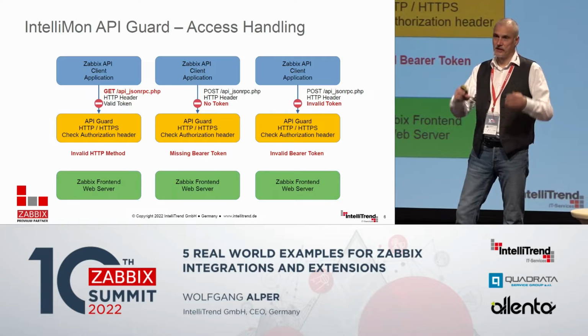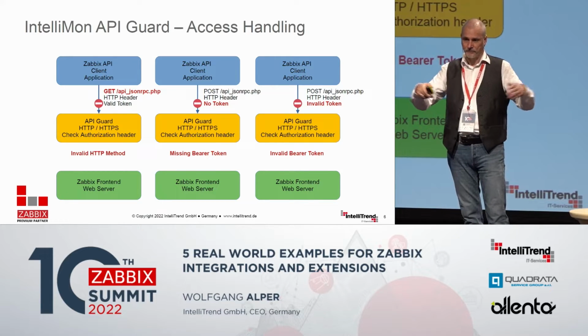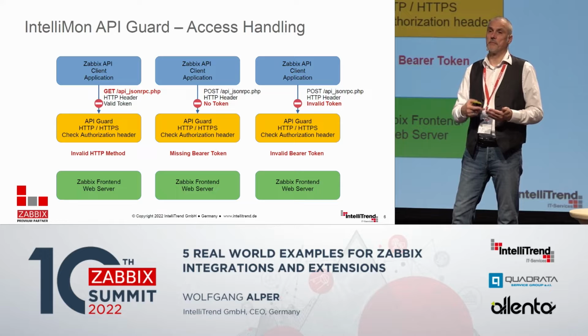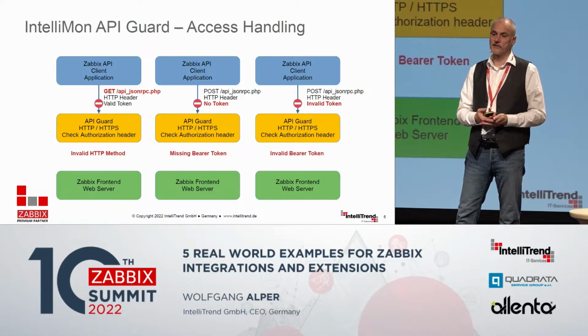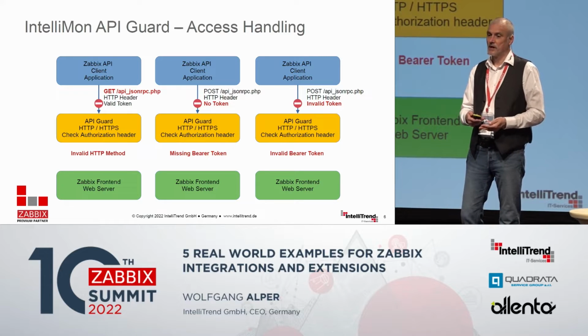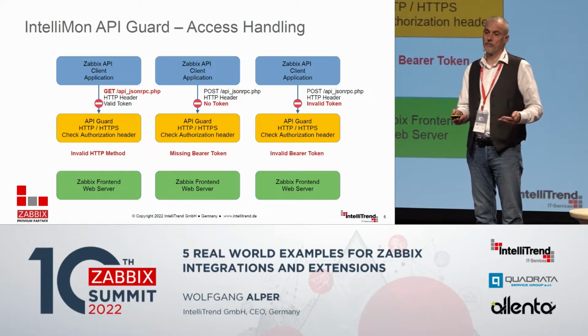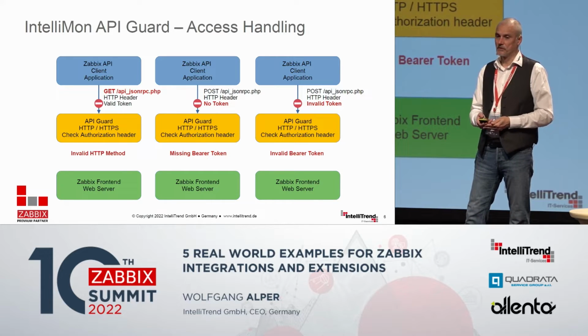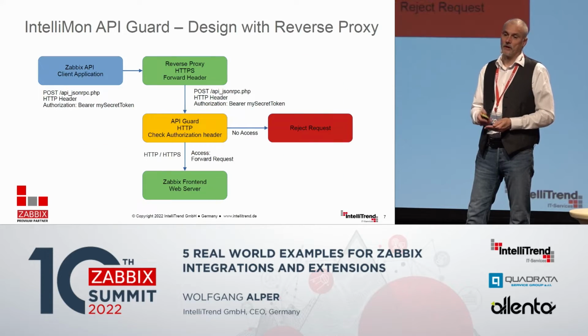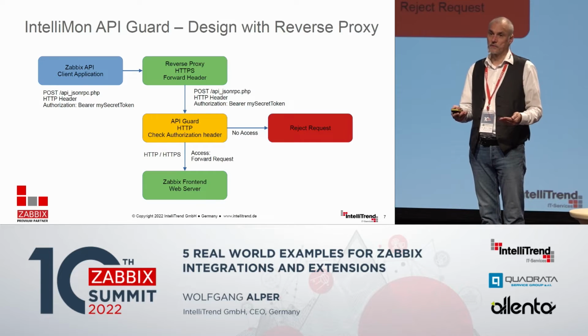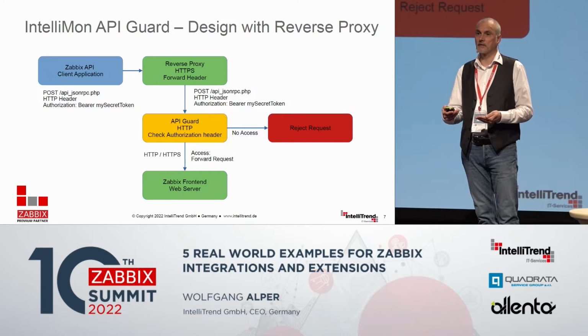And this slide shows just the access handling. So we might have an invalid API request. For example, a GET to api_jsonrpc.php would not work, so we would deny that one. And a POST with an invalid token or with a missing token would get rejected also. So in no case would you get access to the entire front end. Everything is working fine. You can also add a reverse proxy to the mix, which is not uncommon.